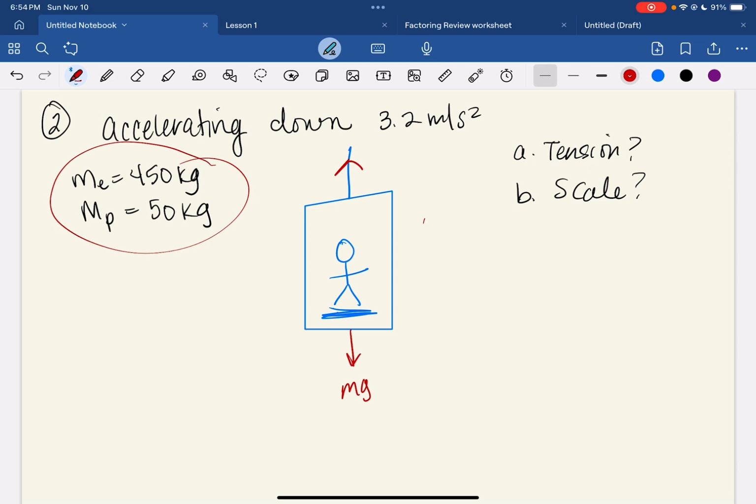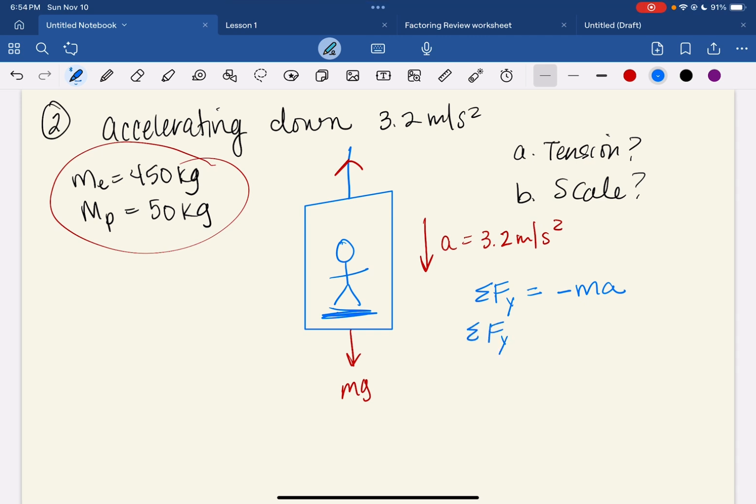So that's going to be 500. In this one, we have an acceleration of 3.2 meters per second squared. All right, so let's see what this looks like. The sum of my forces in the y direction is going to equal negative ma, okay? Because my acceleration is going downward, that negative sign is going to show that downward motion.